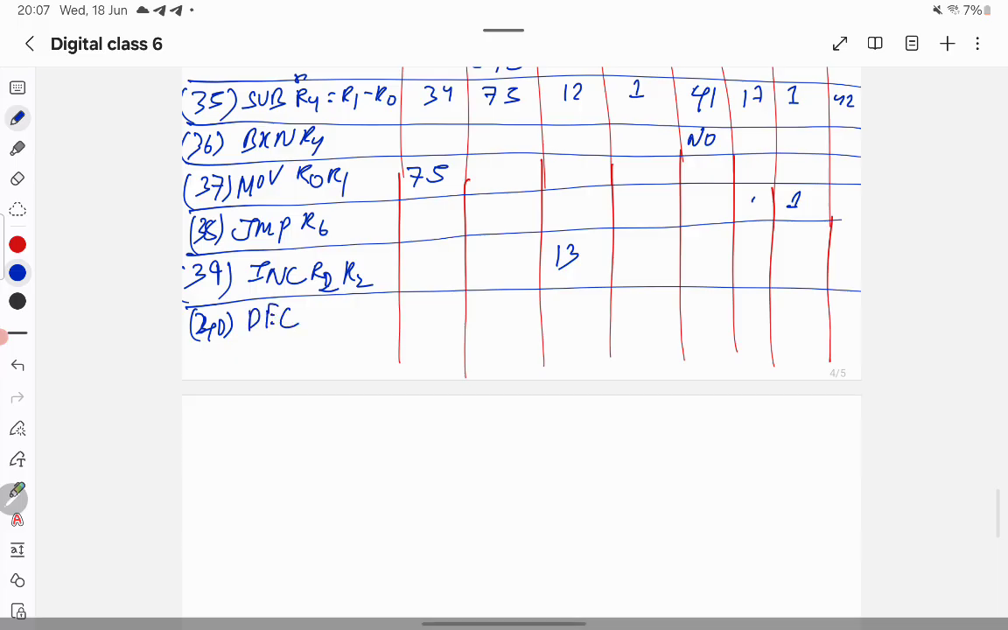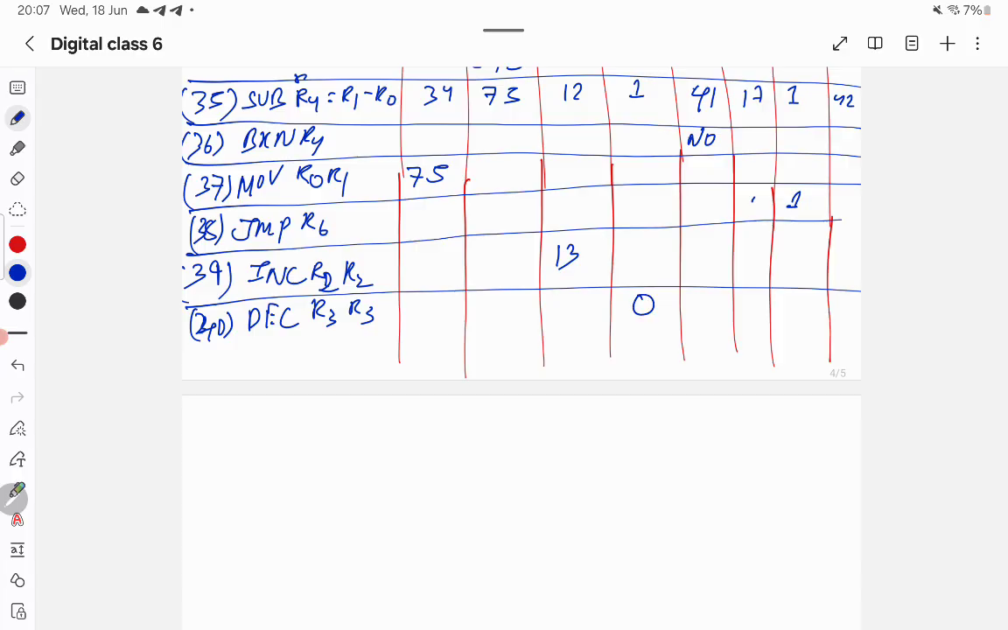Decrease. You should tell me the next instruction. Decrease R3. So R3 now is 0. It was 1, now it is 0. 41. BRZ R3. Is it 0? Yes. Is R3 0? Yes.